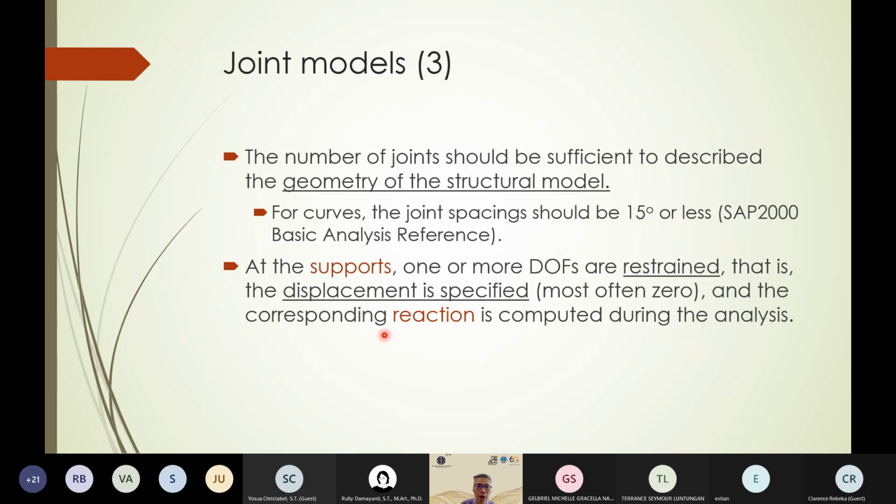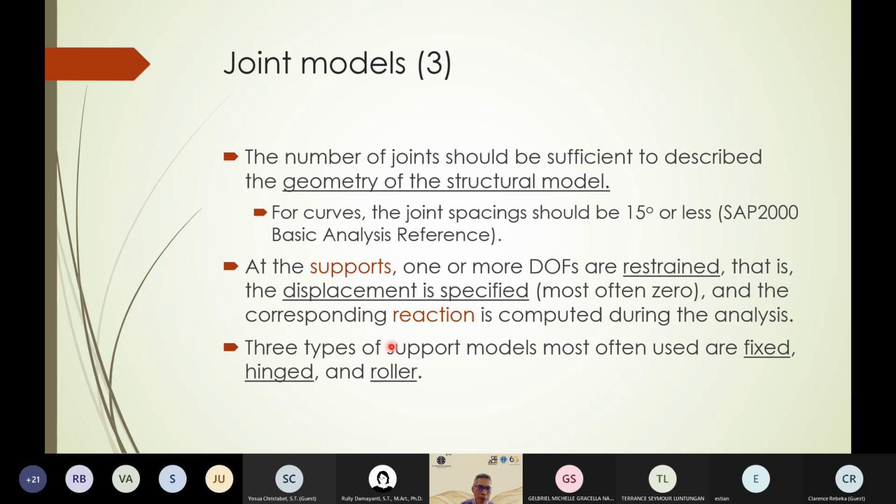At the spots, 1 or more degrees of freedom are restrained. That is the displacement. Restraint means that the displacement is specified and the corresponding reaction is computed during the analysis. Without specifying this, the structure will be unstable, so we cannot perform a structural analysis using a computer. So it is very important to have adequate spots in our model. Of course, not only in our model, but in real life when we construct the cells.